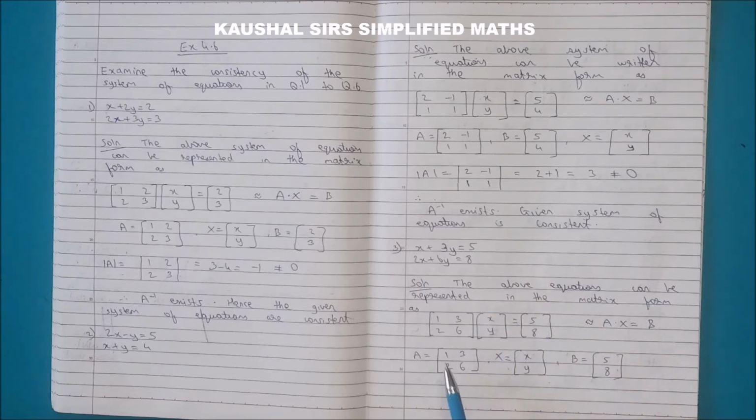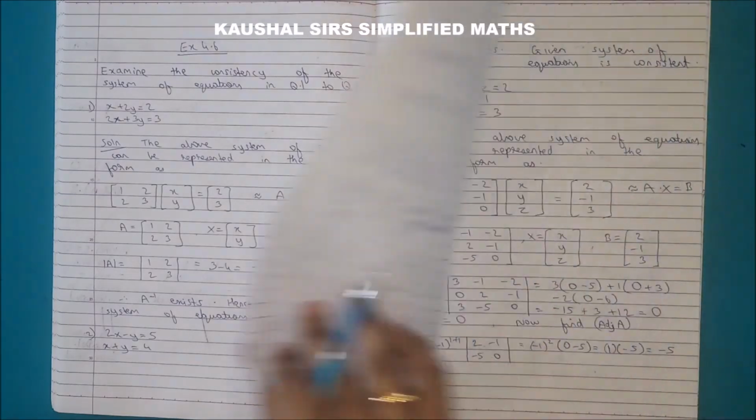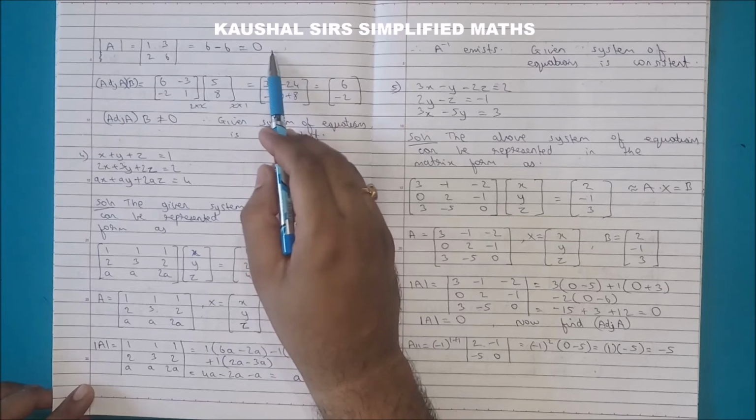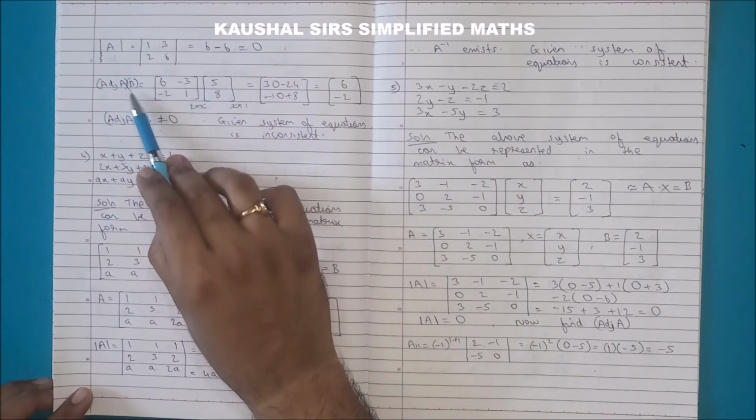Now you've got the matrix A = [1, 3; 2, 6], so we will find its determinant. What you get is 6 minus 6, which is 0. So what was the next step? We now need to calculate adjoint of A into B.